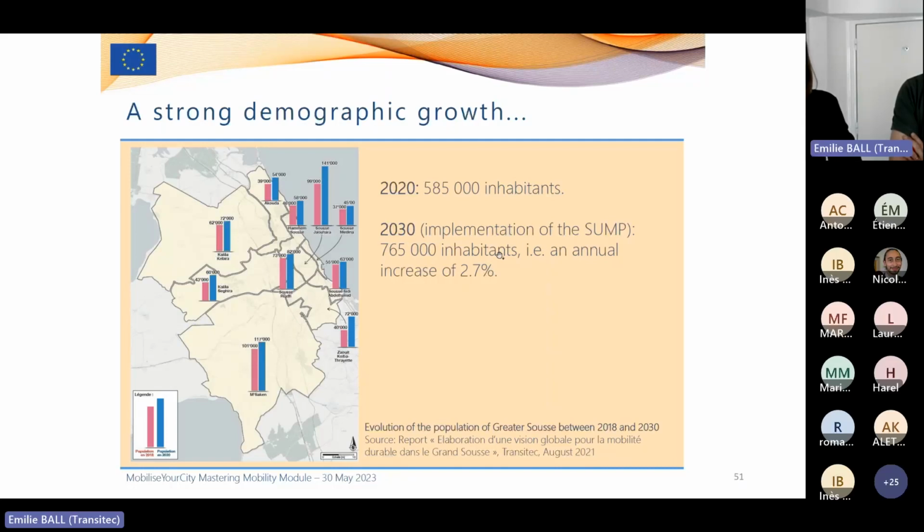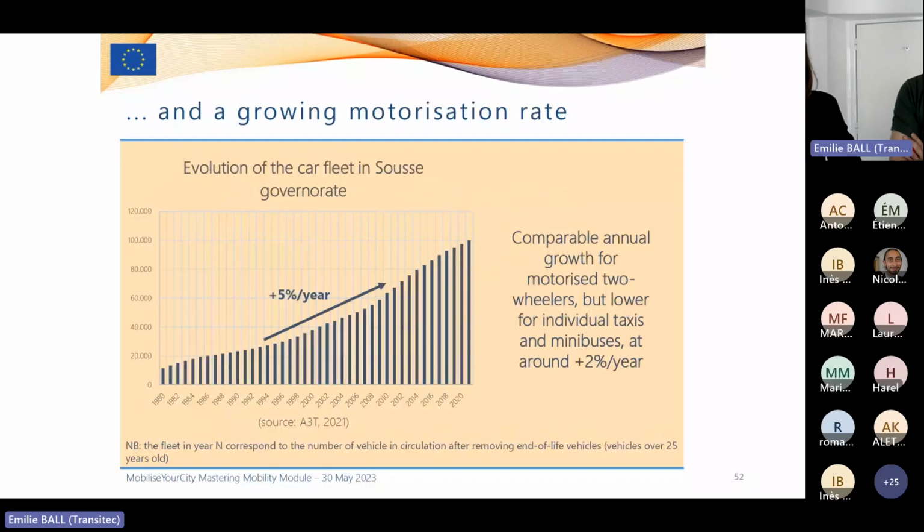So on one side, we have a strong demographic growth, and on the other side, we also have a growing motorization rate. Through vehicle census, we could produce this graph and see that the average increase of the car fleet was around 5% per year, which is important.